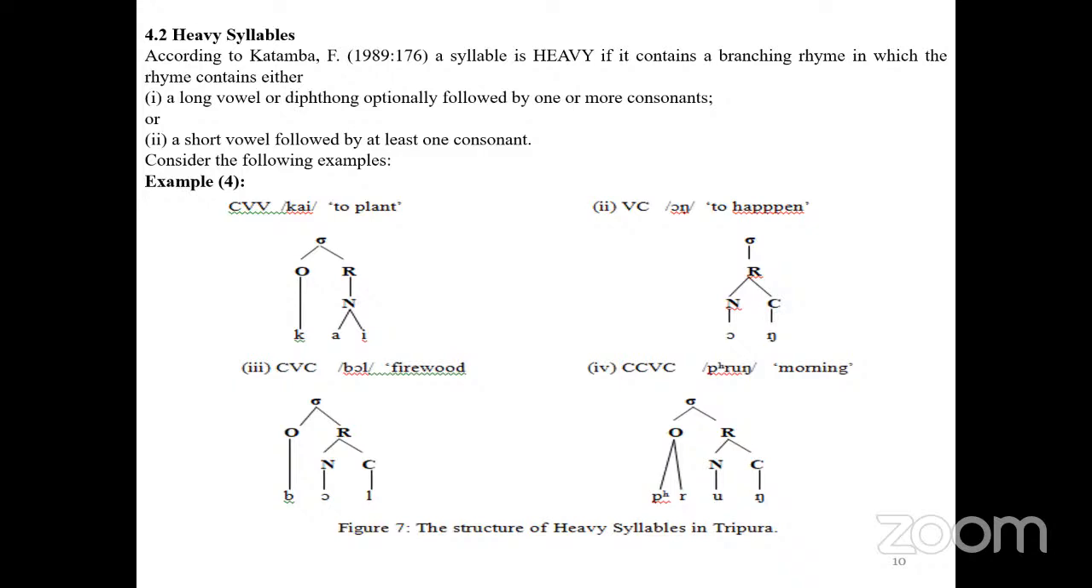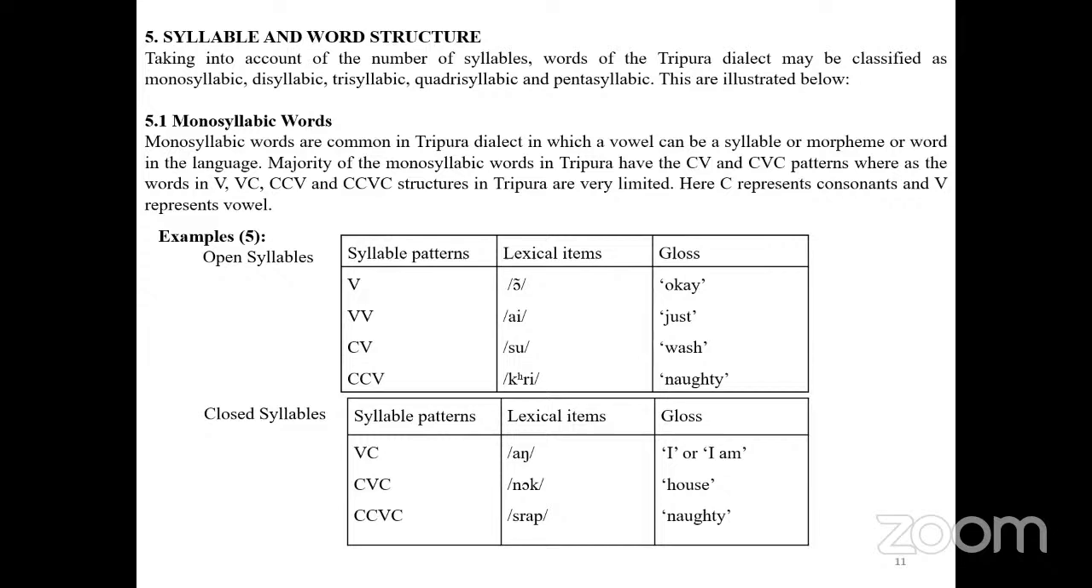So these are the syllable and word structure in Tripura dialect. Considering the discussion above, the Tripura dialect can be classified as monosyllabic, disyllabic, trisyllabic, quadrisyllabic and pentasyllabic. These are illustrated below with examples. Monosyllabic words are common in Tripura dialect, in which a vowel can be a syllable or morpheme or word, in this language or any other language.